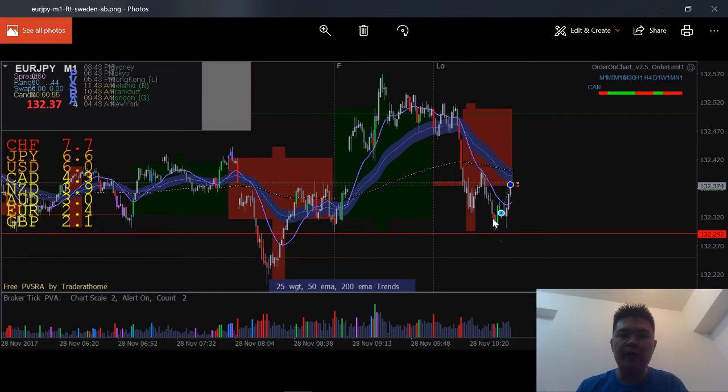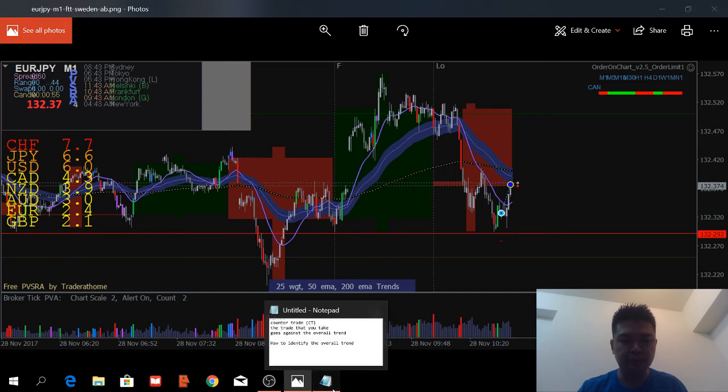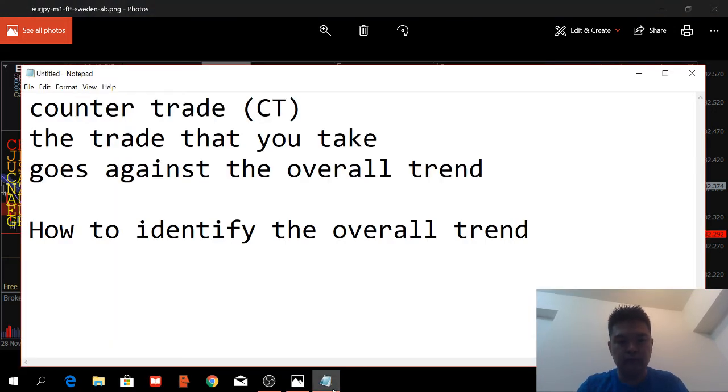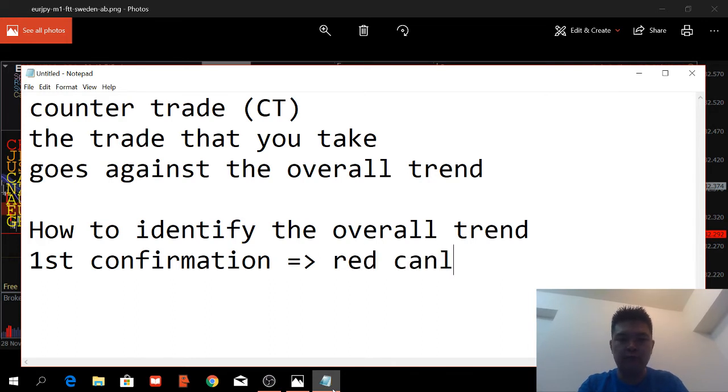And what happened to this red candle? This red candle failed to break the support line. So the first confirmation that I got here is the first confirmation: the red candle failed to break the support line that I drew.